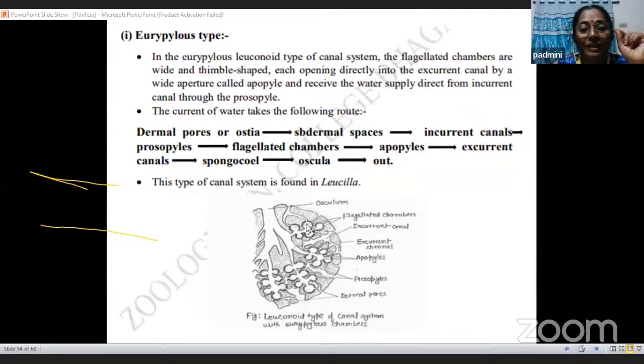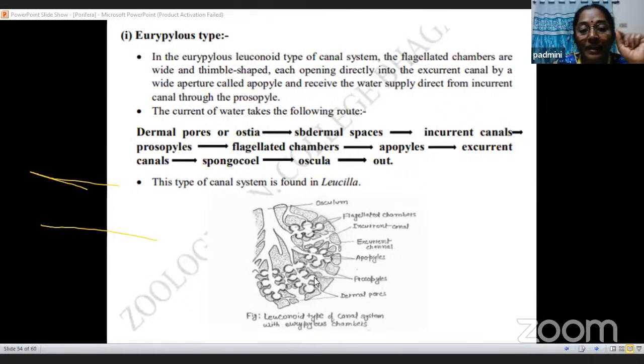So what is happening over here? The same way, the water from the dermal pores or the ostia enters into the subdermal space, a small dermal space over here. From there, they go into the incurrent canal. So they pass into the incurrent canal like that. And then from there, they go into the prosopyles. So the small opening over here is a prosopyle.